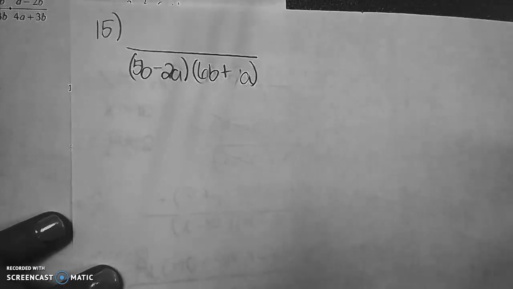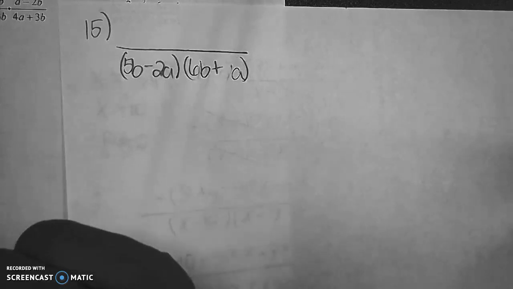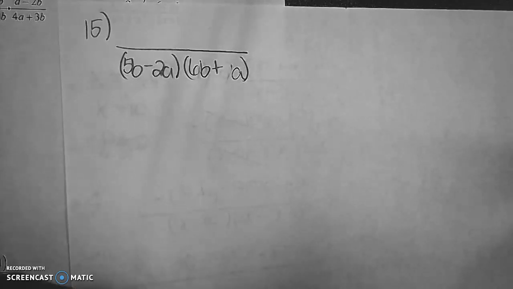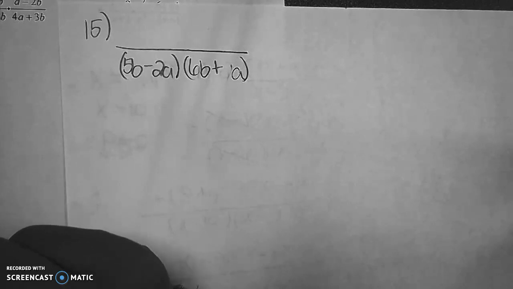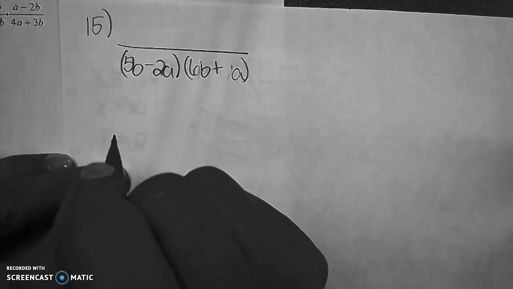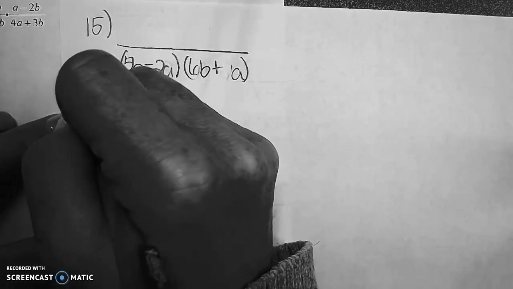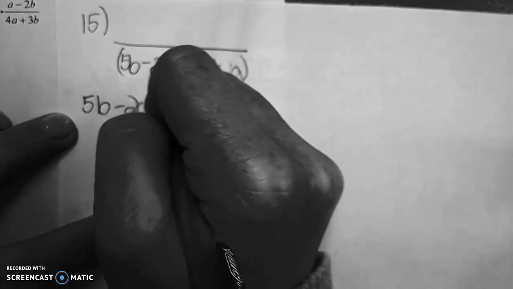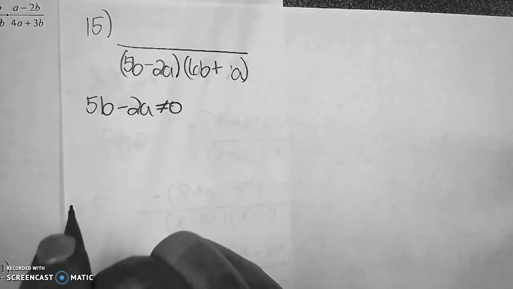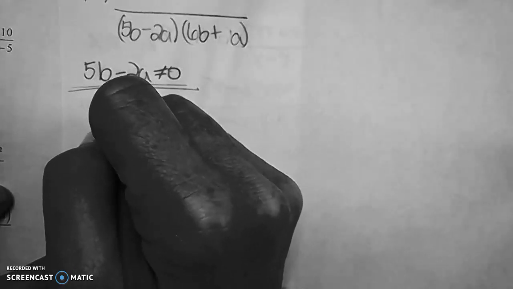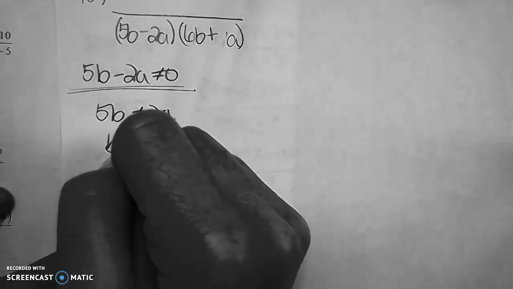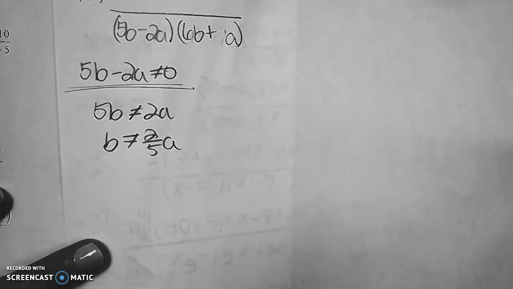I did have someone ask if I could talk about the restrictions in 15. So I haven't worked all of 15, but what I did do is factor the denominator. And so as I look at this denominator, I know that the factor of 5b minus 2a cannot equal 0. And it is perfectly fine for you to leave it like that. You could write it as 5b can't equal 2a. You could say b can't equal 2/5 a.